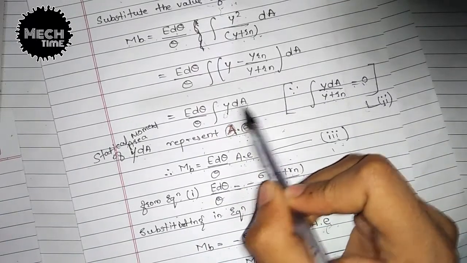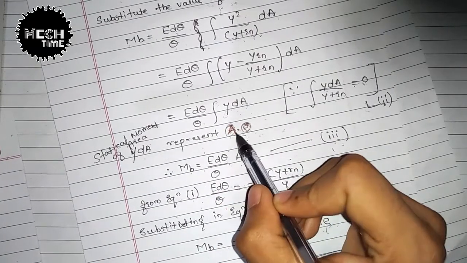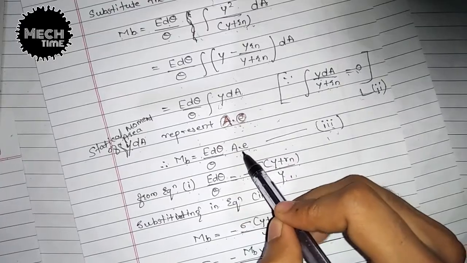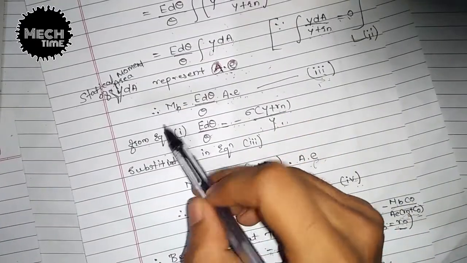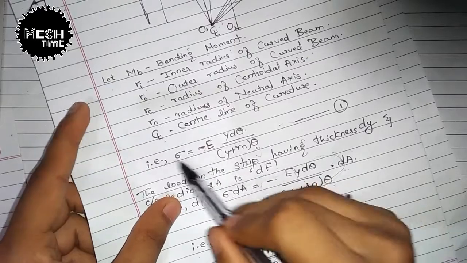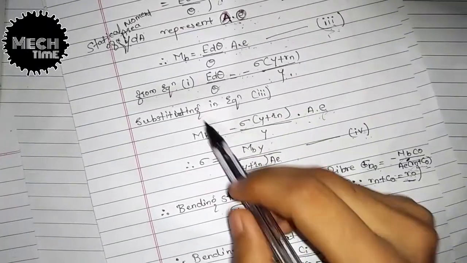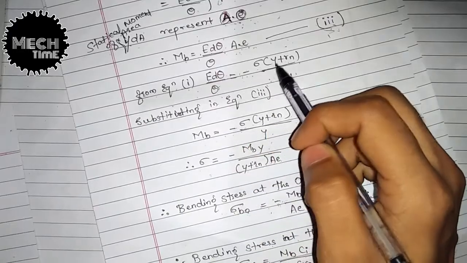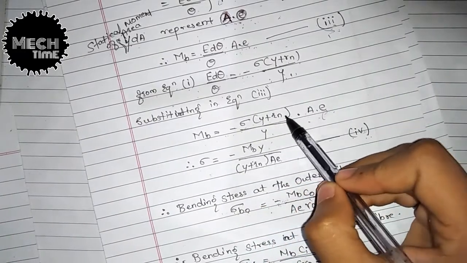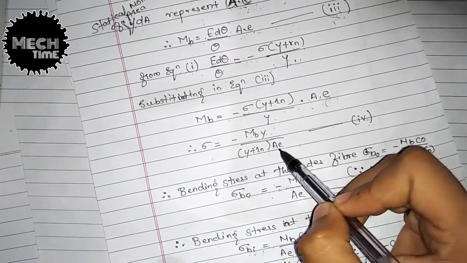So here integration of y dA is nothing but the statical moment of area, that is y dA. We have to replace integration of y dA by A e. So replace integration of y dA by A e, then Mb is equal to E d theta by theta into A e. This is our equation number 3. Now from equation number 1 we want E d theta by theta. After rearranging, you'll get this equation, that is minus sigma into y plus rn by y. So from equation 1, we found that E d theta by theta is minus sigma into y plus rn by y. Substitute this in equation number 3. So Mb is equal to minus sigma into y plus rn by y into A e. Now we want sigma. Sigma is equal to minus Mb y by y plus rn into A e. This is equation number 4.